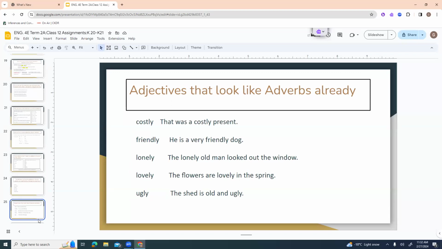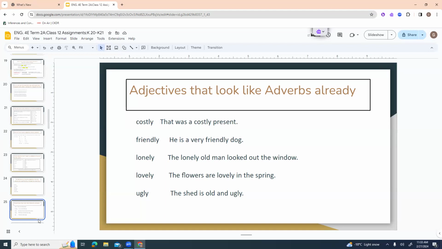Okay. The other thing to be mindful of is there are a few adjectives that for some reason already have ly, and obviously you can't add another ly. It can be a little bit confusing. Like the word costly means very expensive. So that was a very costly present. It's legitimately describing the type of present, right? Friendly, he is a very friendly dog.